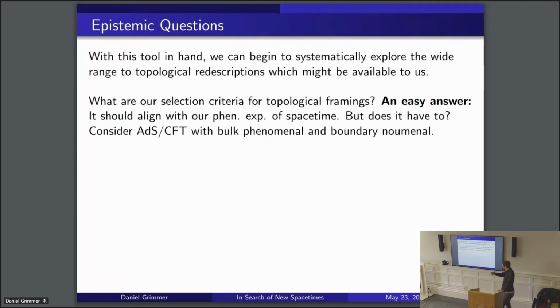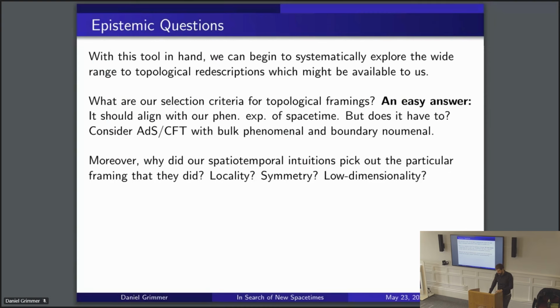You could have the bulk. We all think we live in a 3+1 dimensional bulk space-time, but the real action's happening on the boundary. And somehow that's where the fundamental stuff is going on. Right? So you might be interested in alternate topological representations of your theory for these reasons. Or why did our spatiotemporal intuitions pick up on the particular space-time framings that they did? Was it locality or symmetry or low dimensionality?